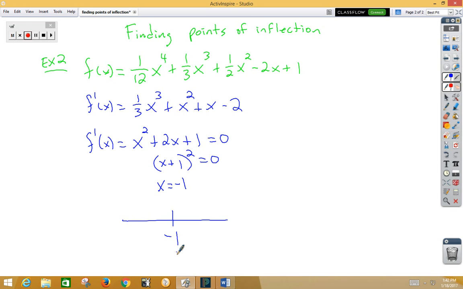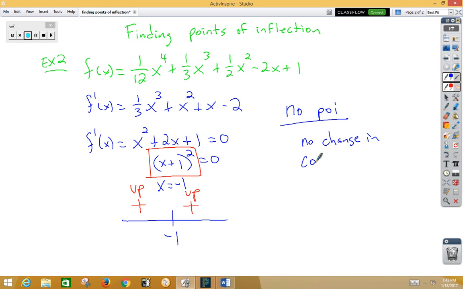Now remember, this is very important. You must have a change in concavity here in order for this to happen. Well, we know that when you square something, it's going to be positive no matter what. So we have positive on both sides, meaning concave up on both sides. No change in concavity means no point of inflection, and our reason is no change in concavity.